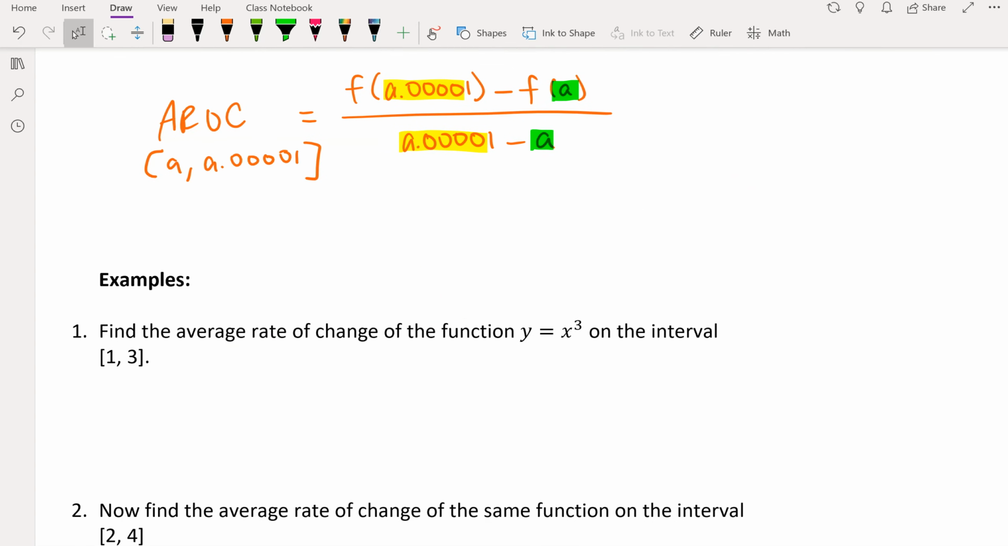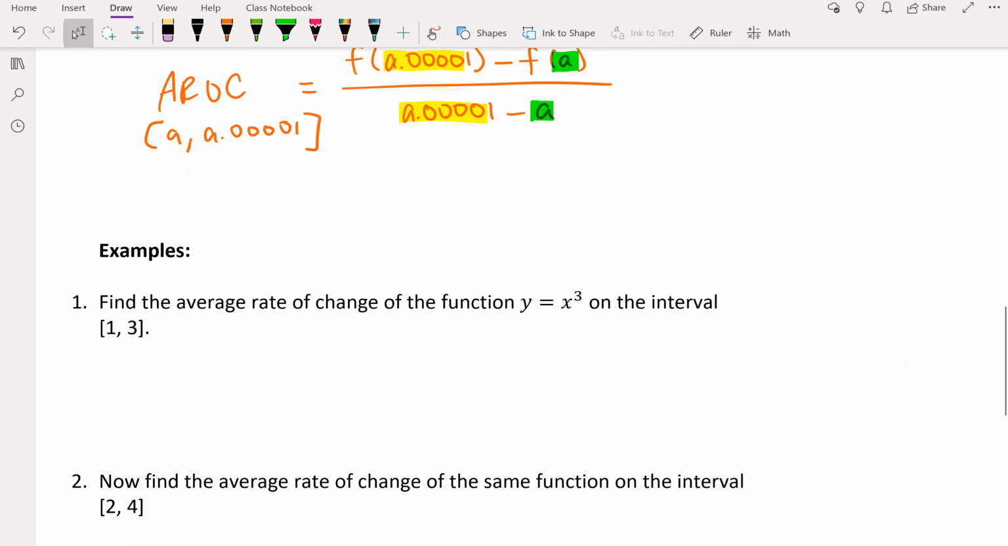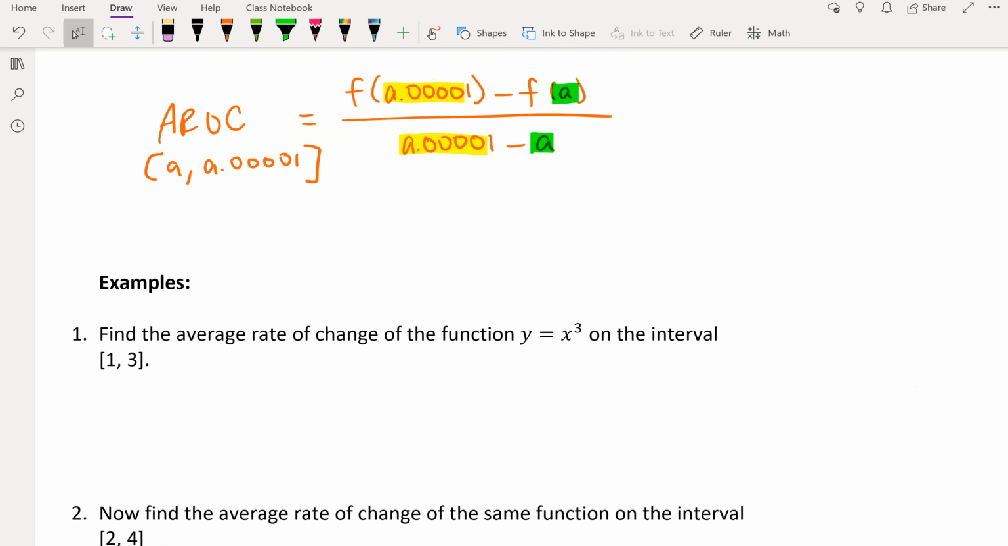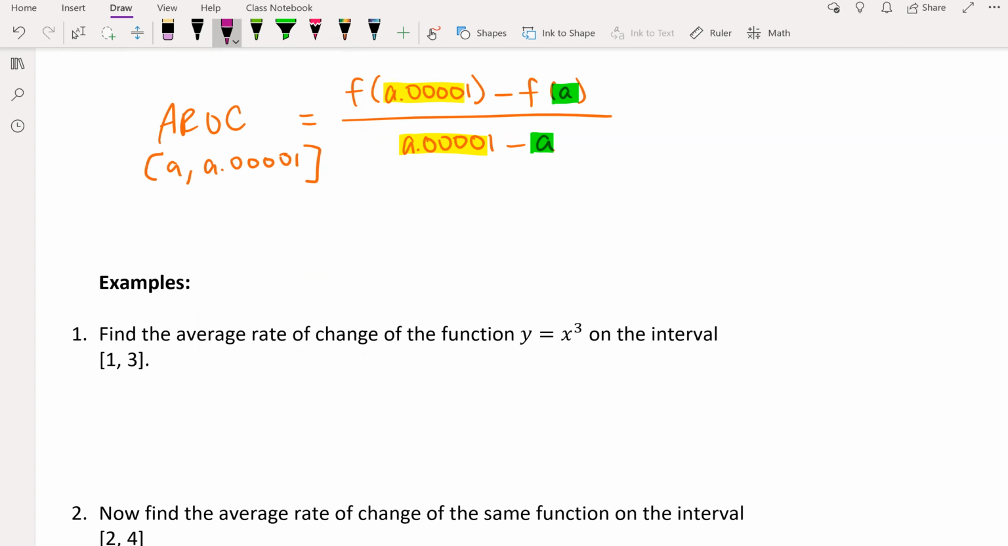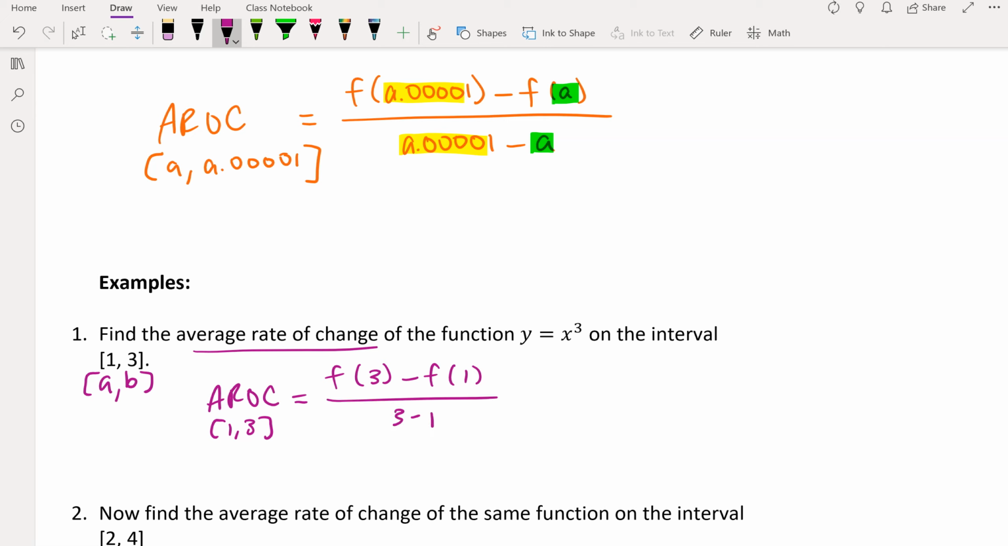Okay, here's an example, and then we'll do some practice problems together. Find the average rate of change of the function y equals x cubed on the interval 1, 3. So 1, 3 is our a and our b, a comma b. And this is asking for average rate of change, so we're going to say average rate of change from a to b, from 1 to 3, equals f of b, which is 3, minus f of a, which is 1, over 3 minus 1, equals f of 3, the y value when you plug in 3.